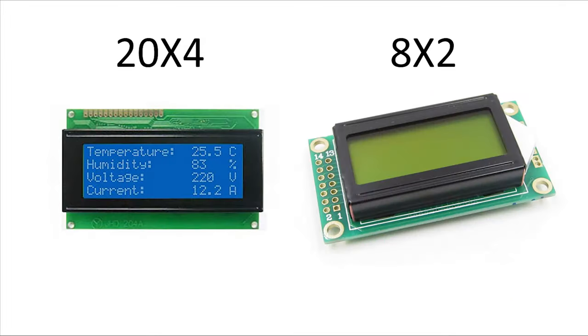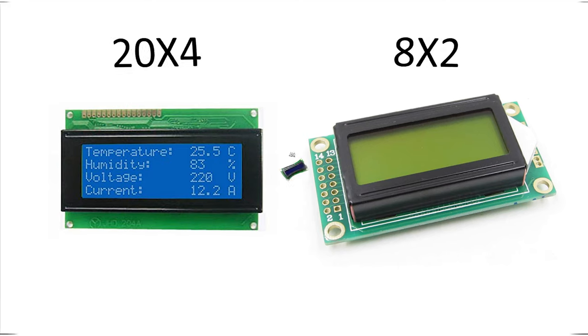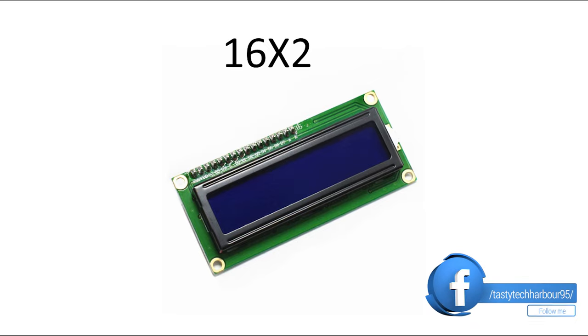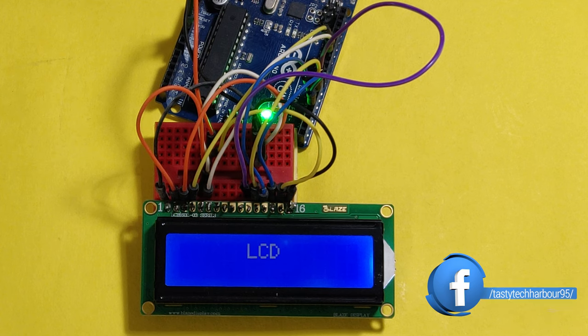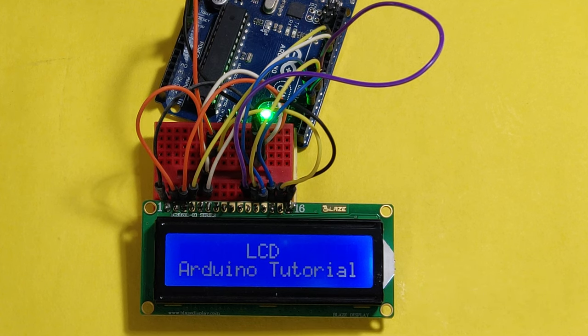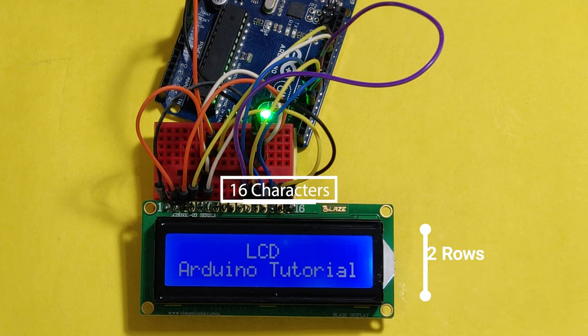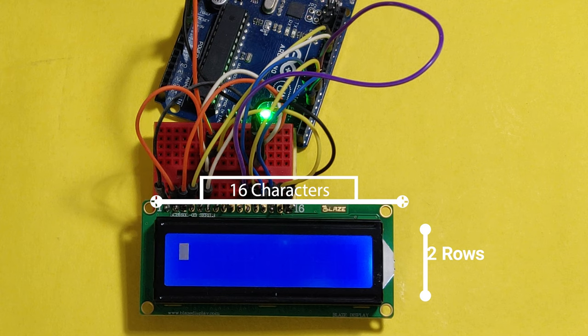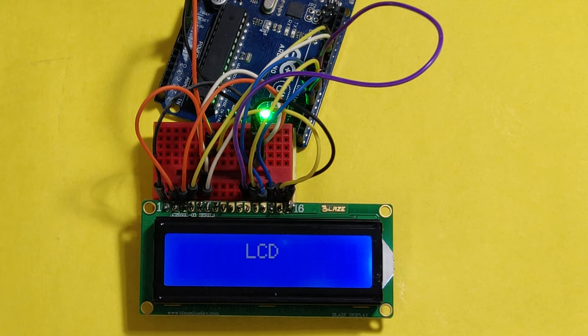Now coming into the size of LCDs available in the market, there are 20x4, 8x2, 16x2, and many more different sizes and different background LCDs as well. In this video, we'll be learning about a 16x2 LCD. So what are these 16 and 2 numbers? 16 is nothing but the number of columns of characters which can be printed, and 2 is nothing but the number of rows.